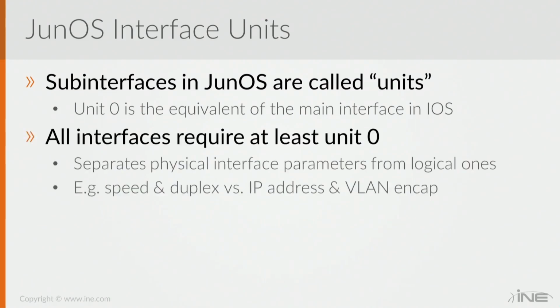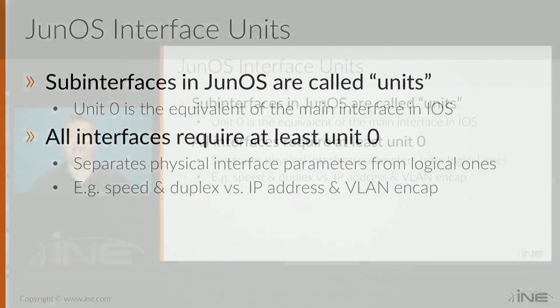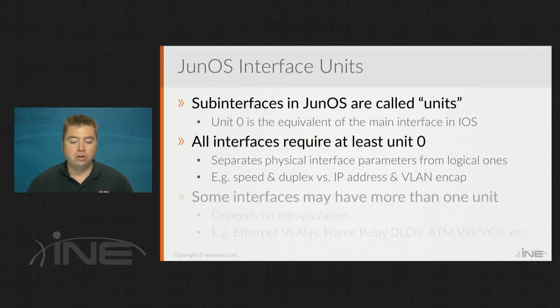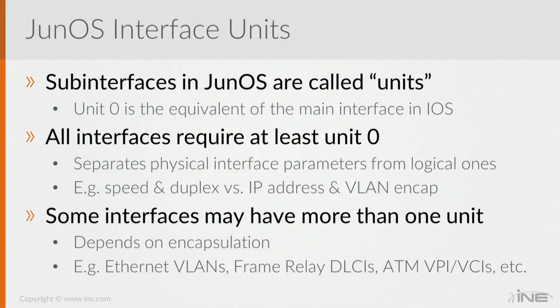Every interface requires unit 0, and the end result of this is that it separates the logical properties of the interface from the physical properties of the interface. For example, for Ethernet, a physical property would be something like the speed and the duplex, where a logical property would be something like the IPv4 or IPv6 address. Certain encapsulations likewise can have more than one unit, just like they do in IOS. So if we have Ethernet, we can have multiple 802.1q subinterfaces, or specifically .1q units. In Frame Relay, we could have multiple data link connection identifiers. In ATM, we could have multiple permanent virtual circuits, and then those would individually be assigned to different units.